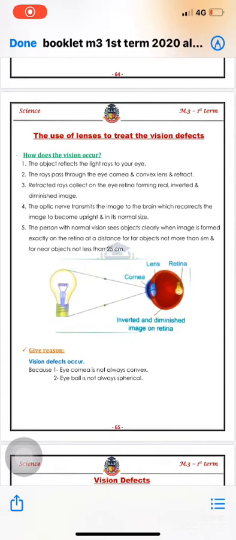Hello, middle 3. Let's now complete the rest of the lenses. The lenses are used in medical glasses, okay? They are used to treat the vision defects, okay?